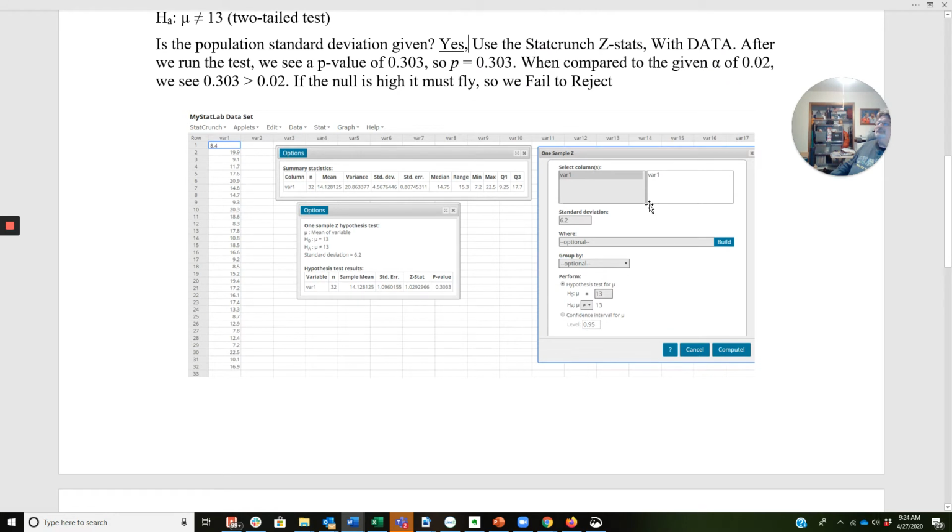So let's see what this looks like on the screens. I went ahead and did the summary stats so you could see the mean right here of 14.12. I don't really need it because I'm going to be able to run my hypothesis test directly from the data with StatCrunch.